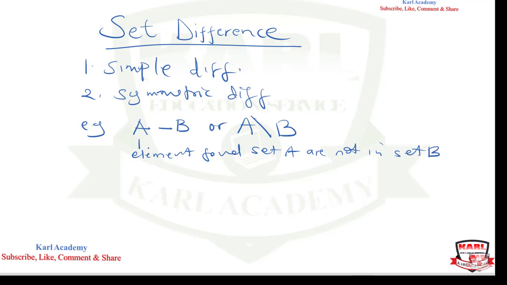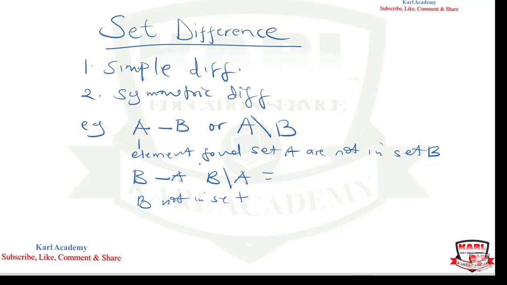So this is clear. In case you take B minus A, those are the symbols for symbol difference. We'll find that these are elements that are present in set B but are not in set A.